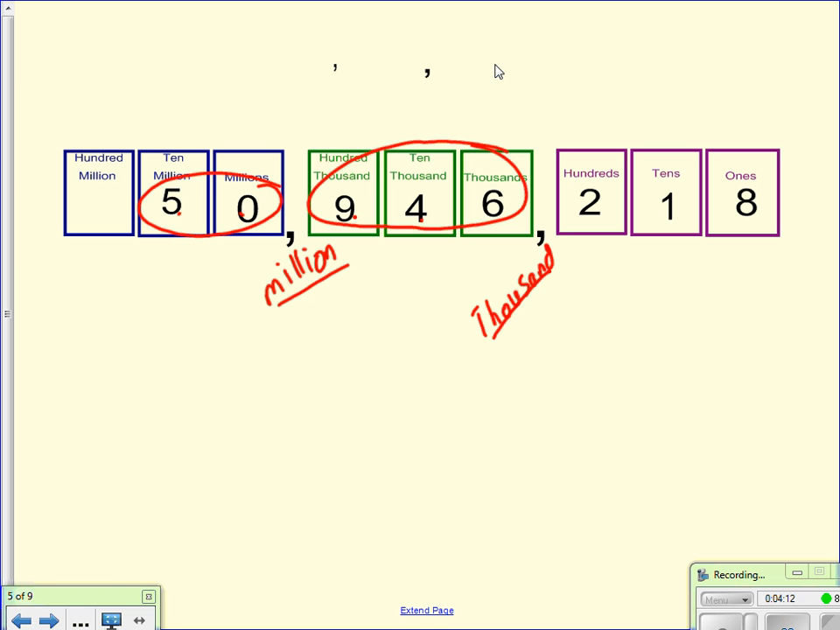Notice there's no "and." We'll talk about "and"s in the next unit, but an "and," if I say that in the number, signifies a decimal point.